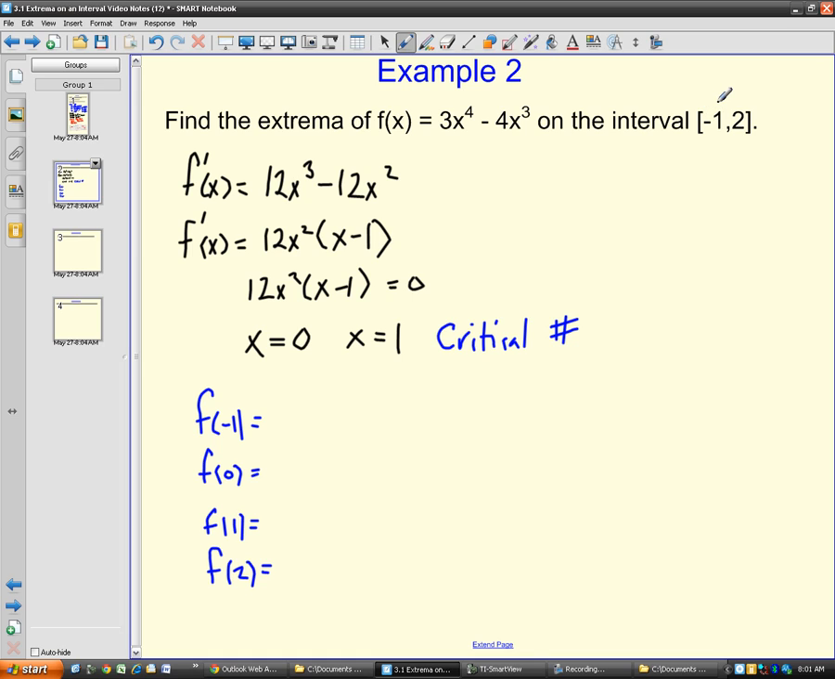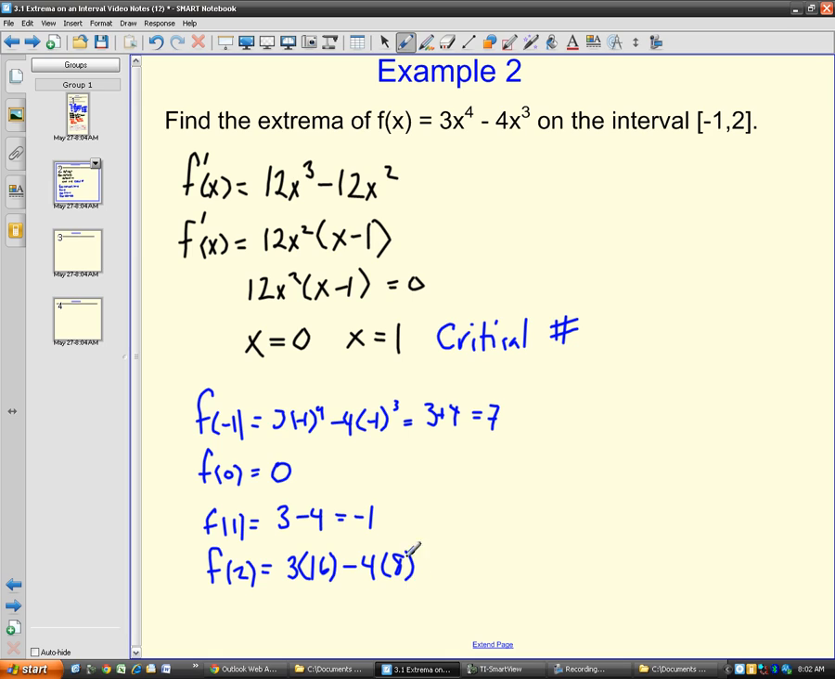So if I put -1 into this function, I get 3 times -1 to the 4th minus 4 times -1 to the 3rd, which means I get a +3 and a +4. So 7 is my value for that one. If I put 0 in, I'm going to get 0. If I put 1 in, I'm going to get 3 take away 4, which is -1. And if I put 2 in, I'm going to get 3 times 16 minus 4 times 8. When it's all said and done, I believe that gets me 16.